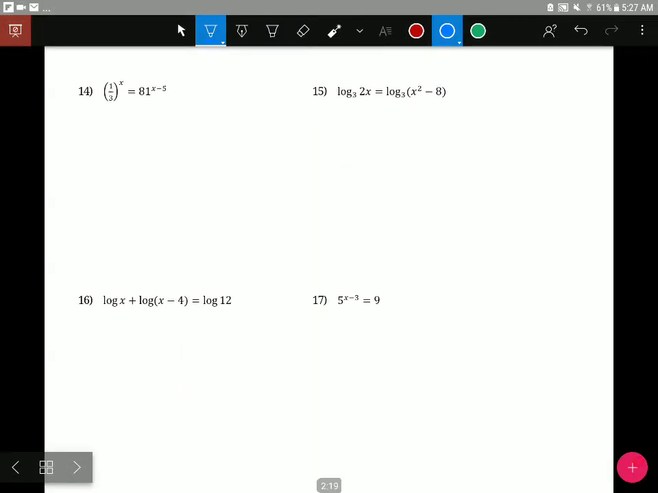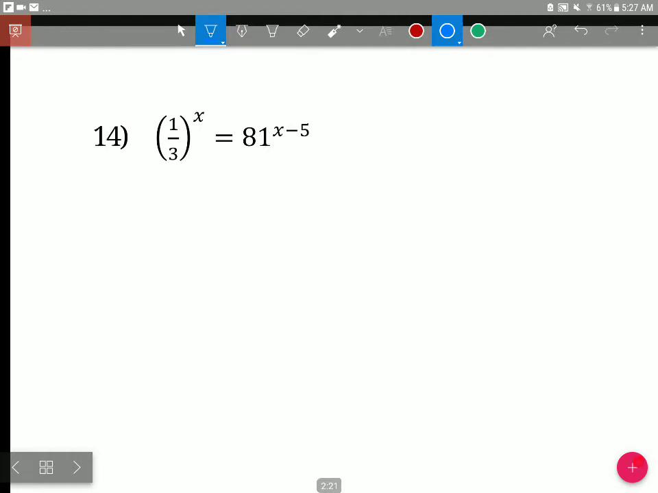Number 14, same idea. Alright, this one's a little bit different, but it's the same basic premise. So for both of these, they're both multiples of 3. Alright, the difference is this one. Remember, this is a negative exponent.